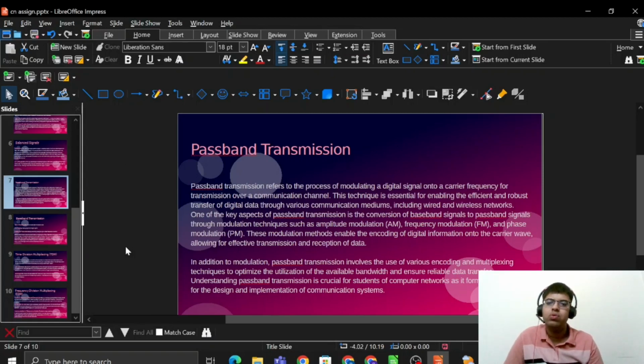In addition to modulation, this transmission also involves the use of various encoding and multiplexing techniques to optimize the utilization of the available bandwidth. It ensures reliable data transfer, and this is crucial for students to understand in computer networks as a foundation for the design and implementation of communication systems.